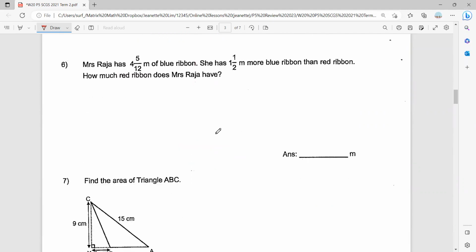Mrs. Raja has 4 and 5/12 meters of blue ribbon. She has 1.5 meter more blue than red. How much red ribbon does Mrs. Raja have? Okay, so take note, we have blue. The blue is more than the red. So to find red, we have to find lesser, right? So you minus. Okay, so you're going to minus.